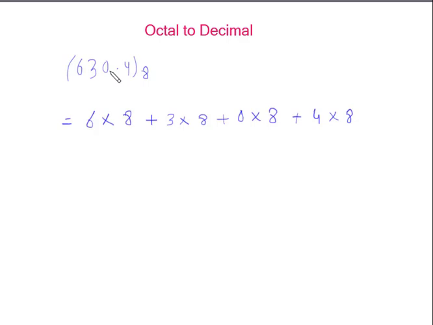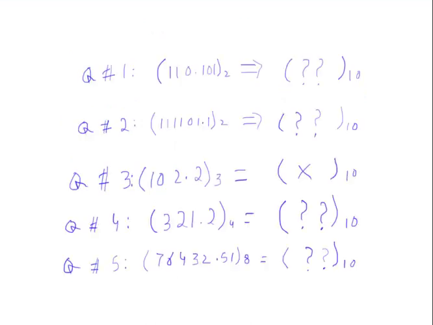From the rightmost digit of the whole number, which is 630, on the left side of the point, you have to start from 0 and then increase by 1: 0, 1, 2. The 4 is on the right side of the decimal point, so its exponent will be minus 1. Now after calculation, using a calculator, you will get 408.5 to base 10.